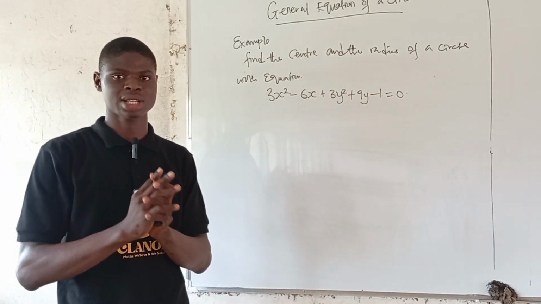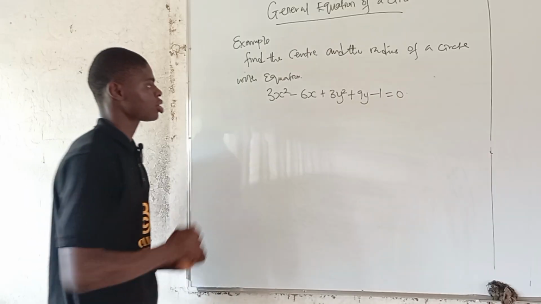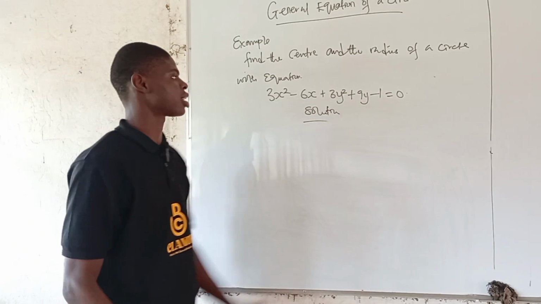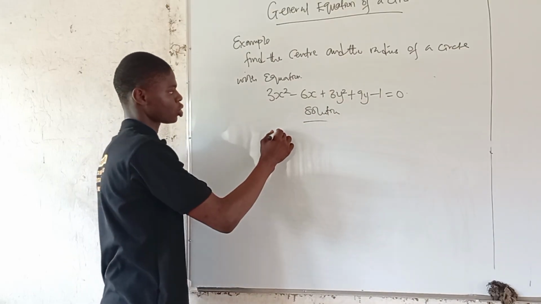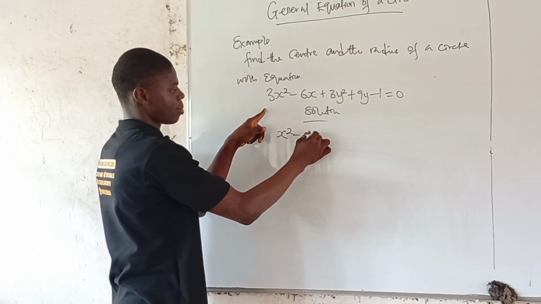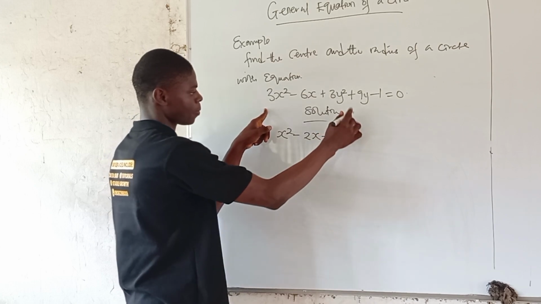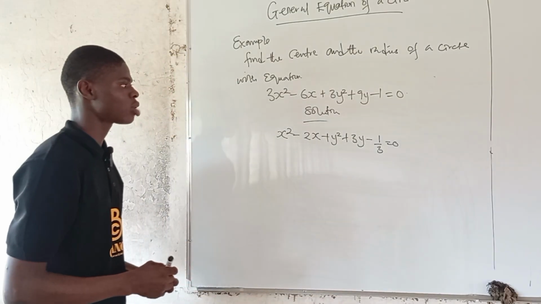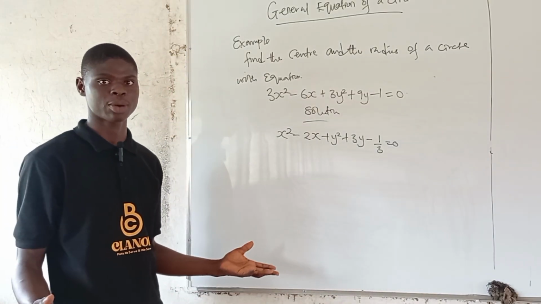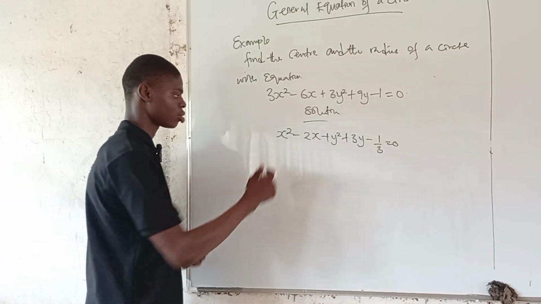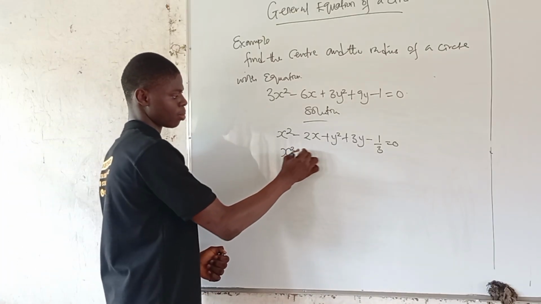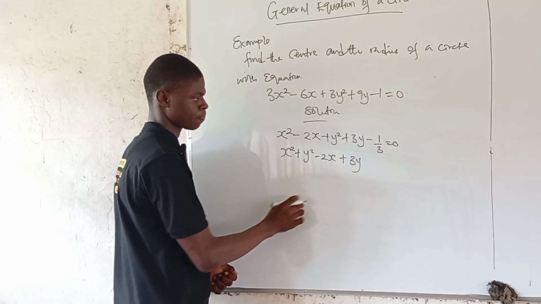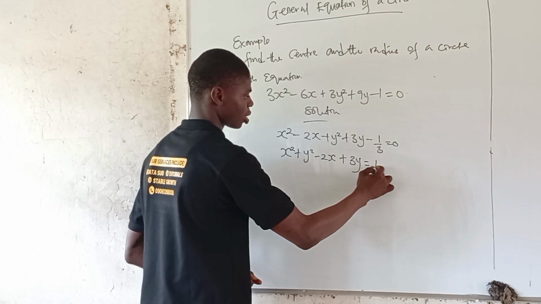There are two major ways to do this, and I'm going to explain it very quickly. First thing you want to do is reduce these terms to their lowest term, so you divide all through by 3. You get x squared minus 2x plus y squared plus 3y minus 1 over 3 equals 0. Next, you want to arrange it just like how the general form looks, x squared plus y squared. So x squared comes first, plus y squared minus 2x plus 3y equals, we take this over, 1 over 3.